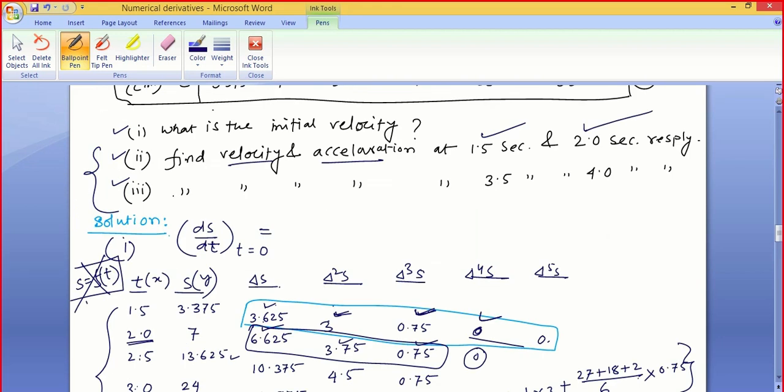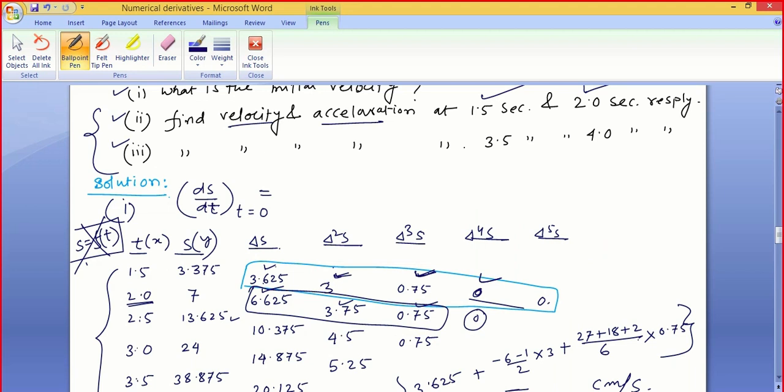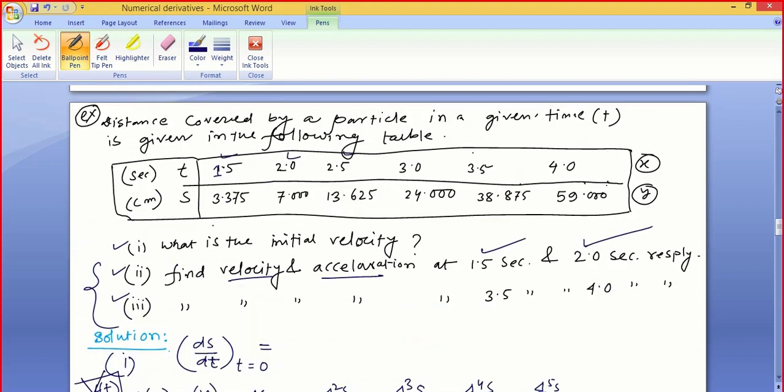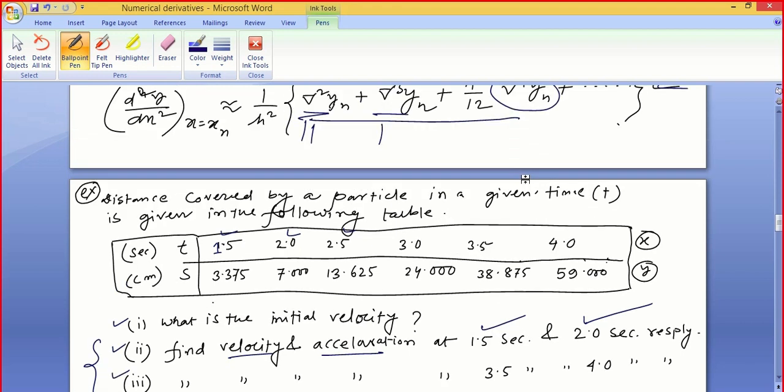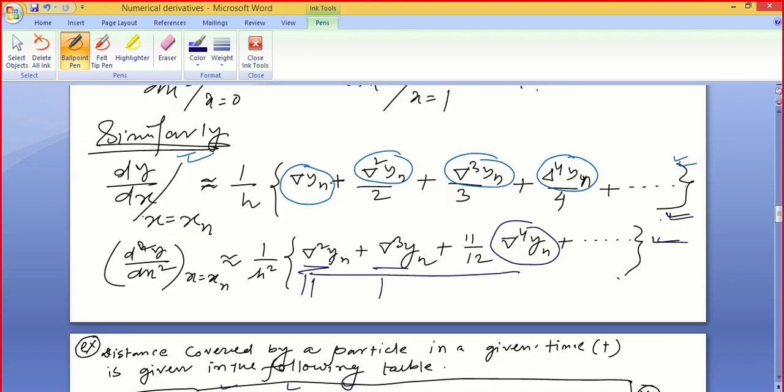Now for the last question, what is asked? Find the velocity and acceleration for the second last point and last point. Second last point is 3.5 and last point is 4. At those two times, what will be the velocity and acceleration? Then obviously you have to use the backward interpolation formula and the associated derived formula. That idea I told you in the last class. Here all the terms are plus.